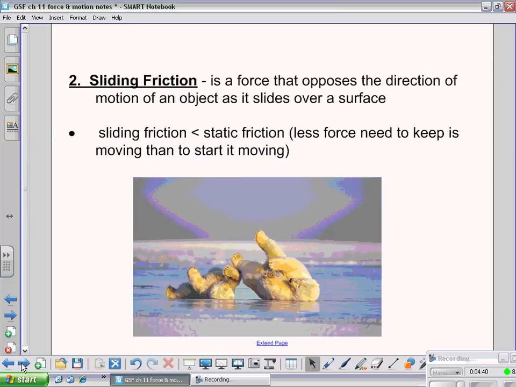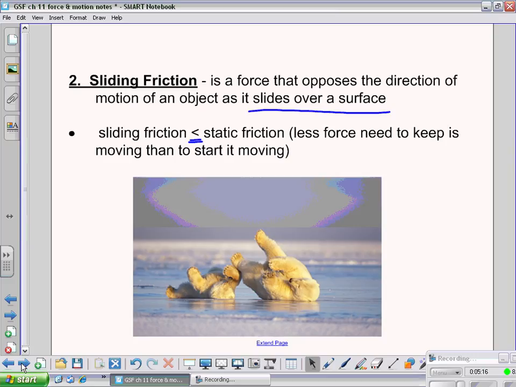The next type of friction is sliding friction. Exactly how it sounds, these little polar bears sliding across the ice. Sliding friction is just any time you have two surfaces that are sliding past each other. If you're trying to slide a box across the floor, that's sliding friction. And it's always going to be less than your static friction. Like I said, it's easier to keep something moving than to start it moving. Static friction is high. There's a lot of friction. It's hard to overcome. Once you get something sliding, it's a little bit easier. So sliding friction is less than static friction.